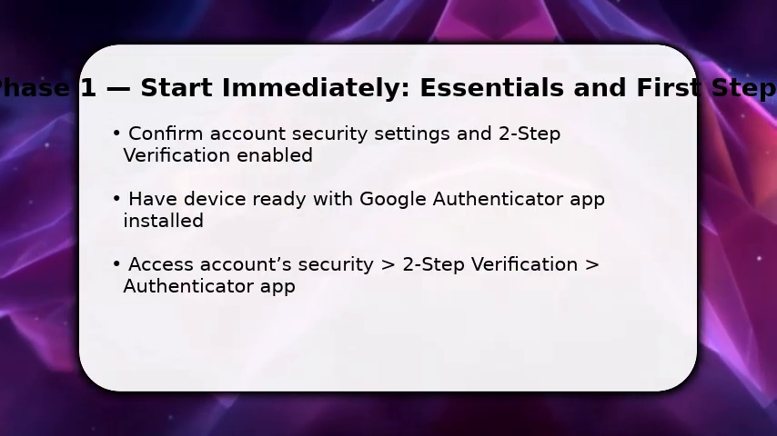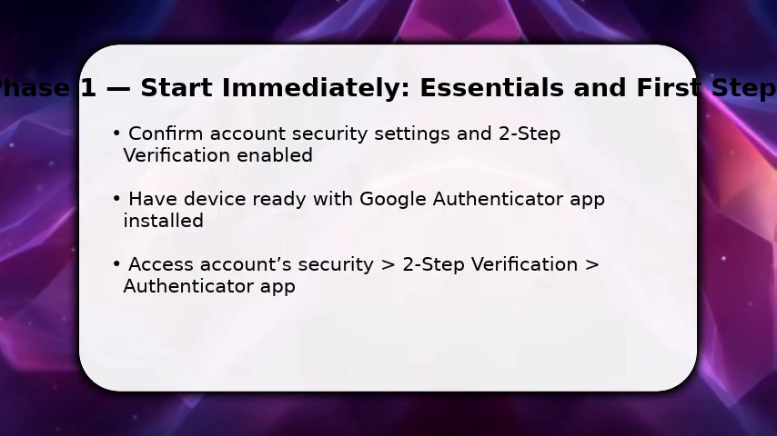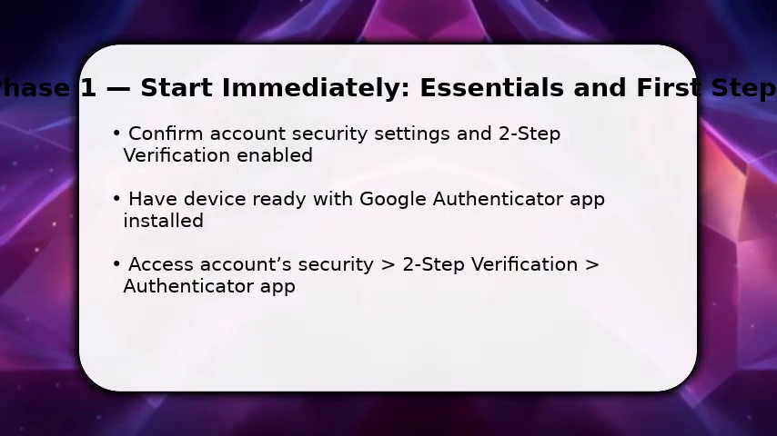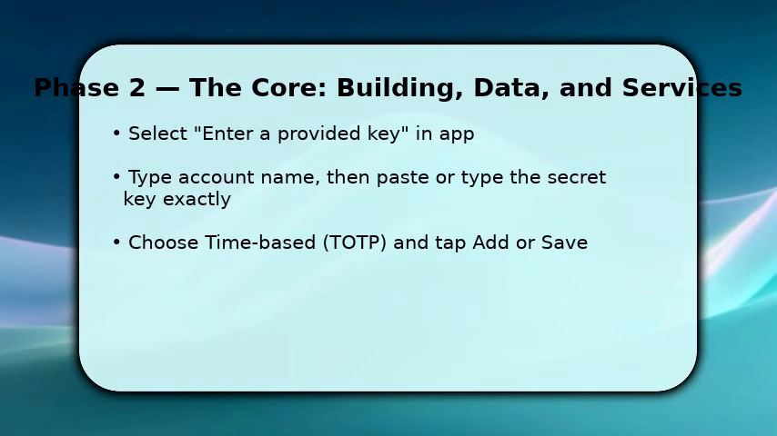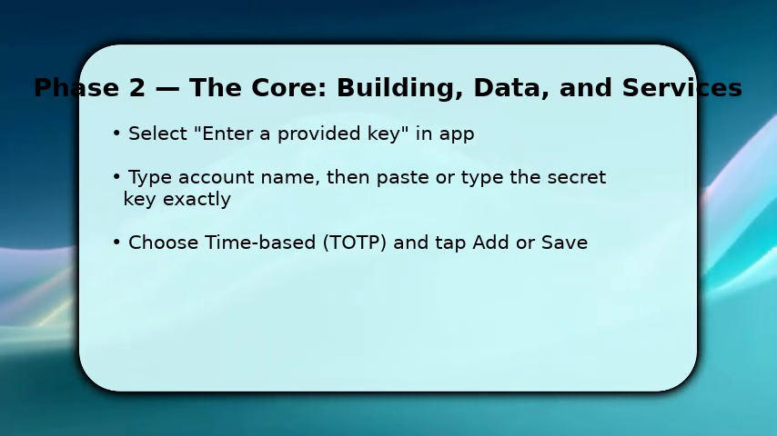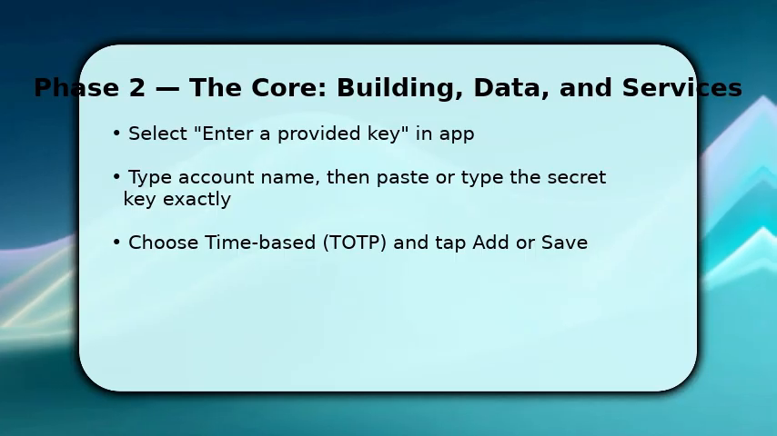Make sure your device clock is correct. Time drift breaks codes, so set it to automatic before continuing. You now enter the secret key shown on the website into the Authenticator app. This is manual entry, not QR scanning.